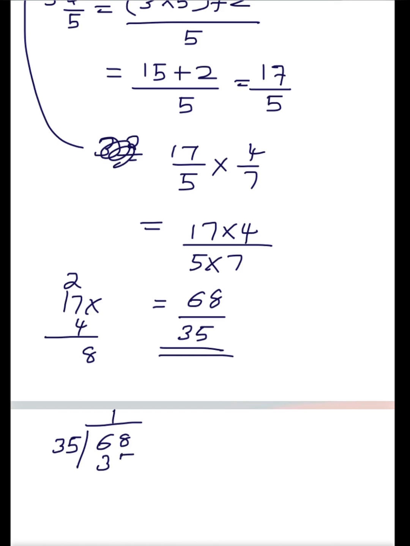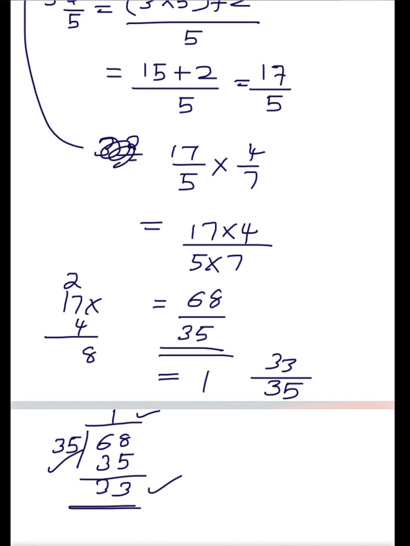So you have to convert this 68 by 35 into a mixed fraction. So you will get 1 here, remainder 33. You have to write the quotient first, that is 1, then the remainder 33, then the divisor 35. So you will get the answer as 1 33 by 35. 1 33 by 35 will be the answer for this question. Understand? Now let's see the sixth one.